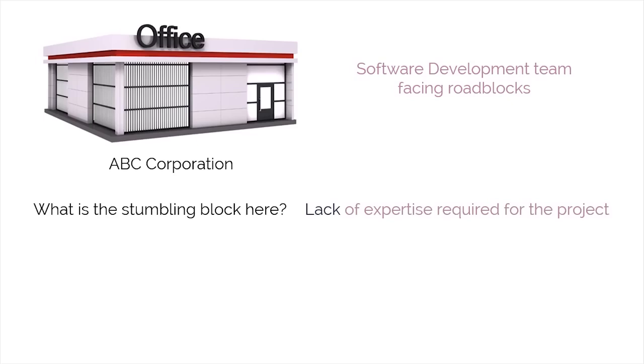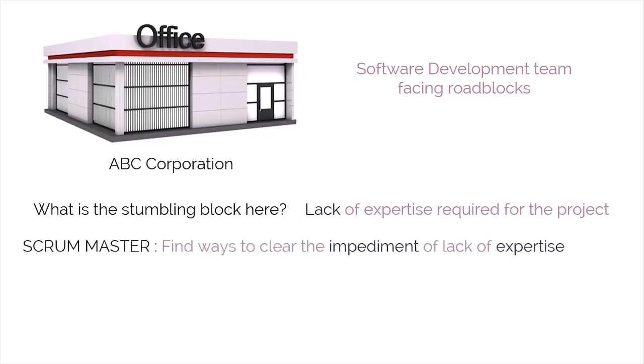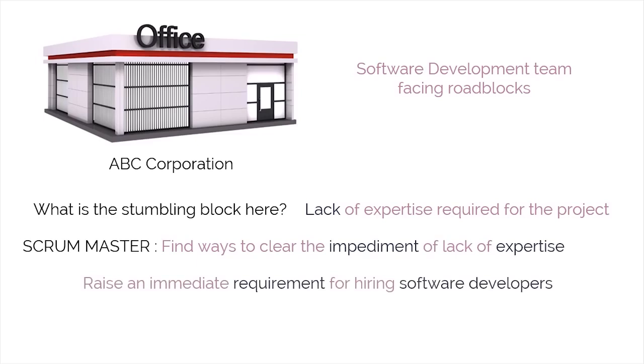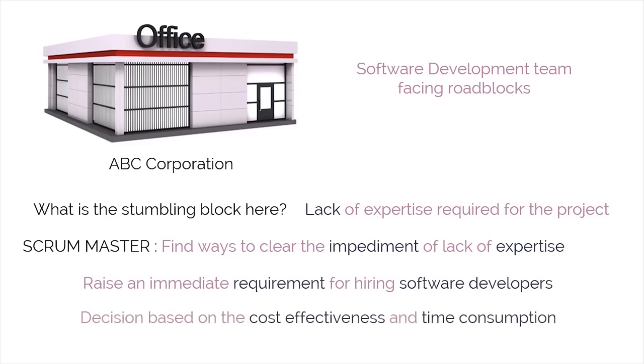So this is where the Scrum Master is going to pitch in. How is he or she going to do that? First of all, the task of the Scrum Master will be to focus on finding ways to clear the impediment, which comes in the form of lack of expertise required for the project. How is this possible? Well, the Scrum Master at this juncture is either going to raise an immediate requirement for hiring software developers with required expertise, or he can make an arrangement for training the existing staff. The Scrum Master will now make a decision based on the cost-effectiveness and time consumption of the action to be taken.